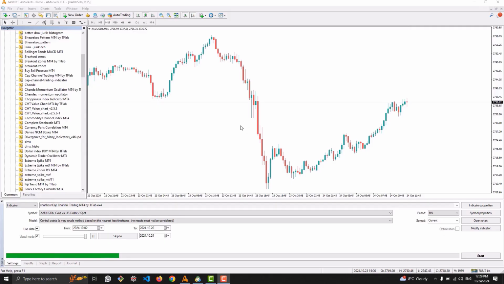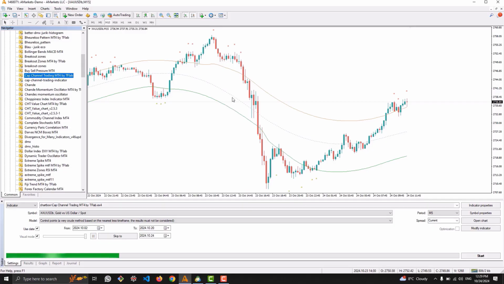Hello. In this video, I will be reviewing the cap channel trading indicator on the MetaTrader 4 and MetaTrader 5 platforms. This indicator can provide us with good buy and sell signals during market range conditions. As you can see, this indicator is composed of 3 lines.